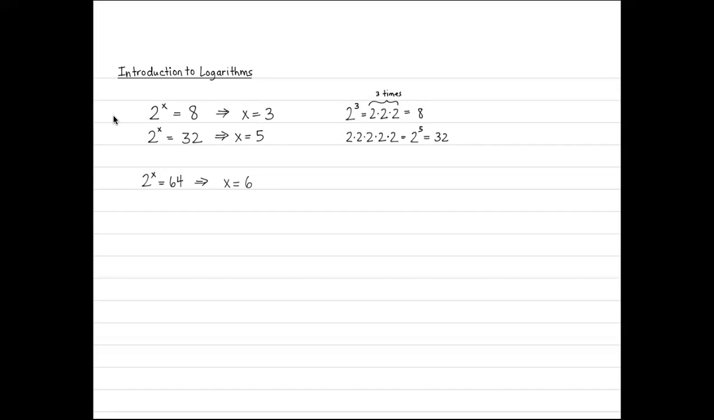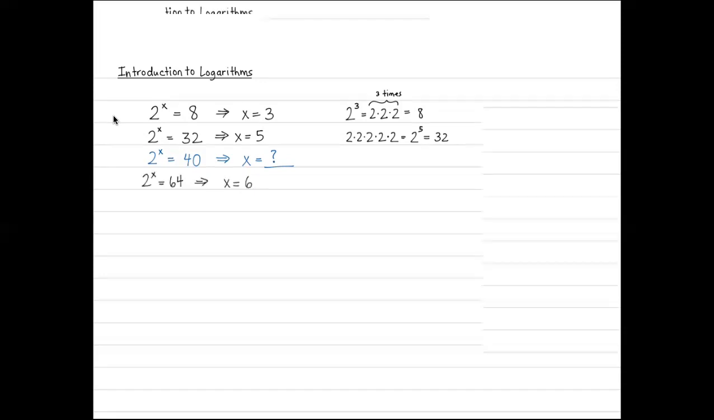But if I gave, let's say, 2 to the power of what gives me 40? We know that it can't be 2 to the power of 5, because 5 gives us 32. And we know that it can't be 6 because 2 times 2 times 2, 6 times gives us 64. So if I want to figure out what this x is, that's when we kind of get stuck. We know it's going to be some number between 5 and 6. 5 is too small and 6 is too big. But other than that, we're kind of not really sure.